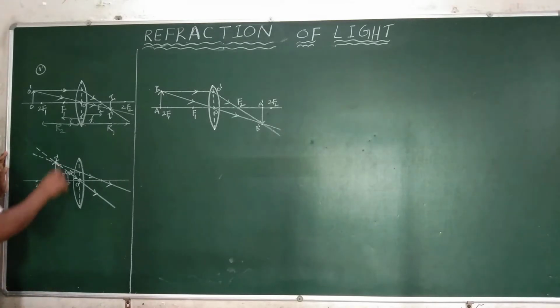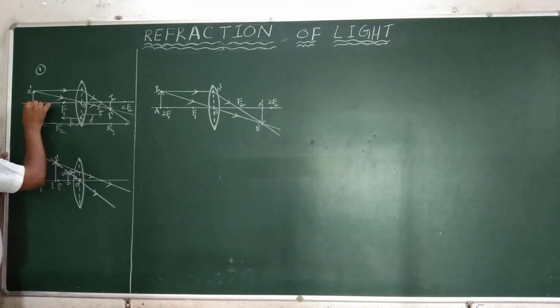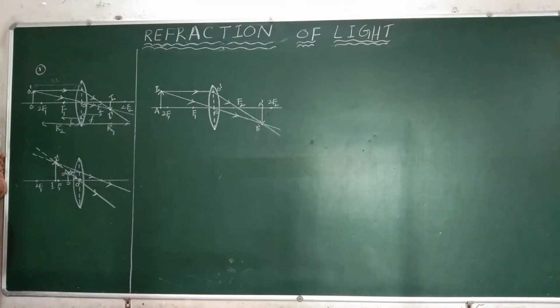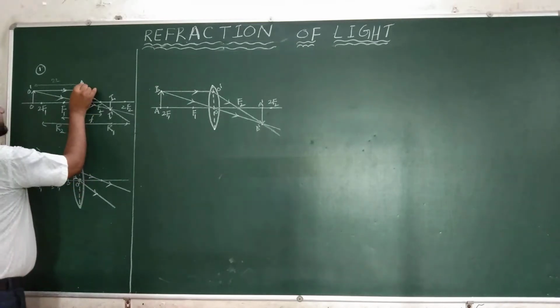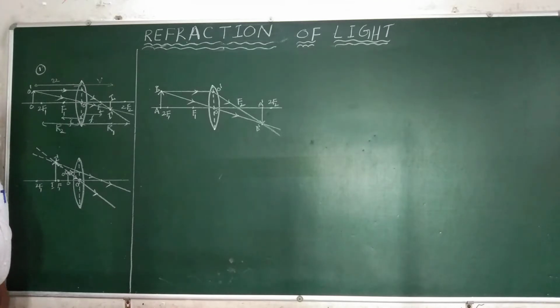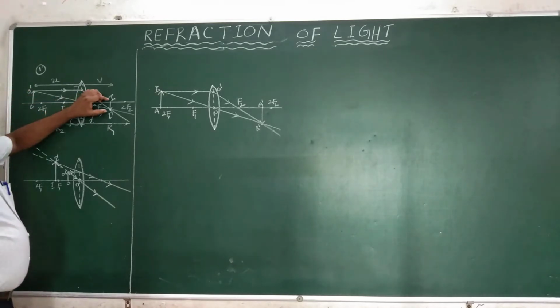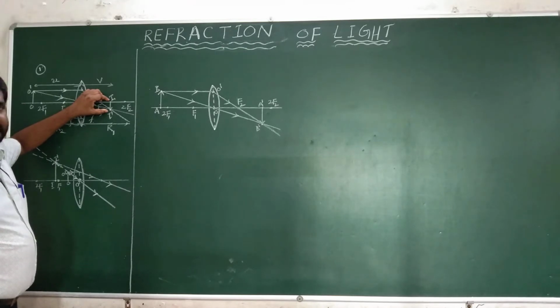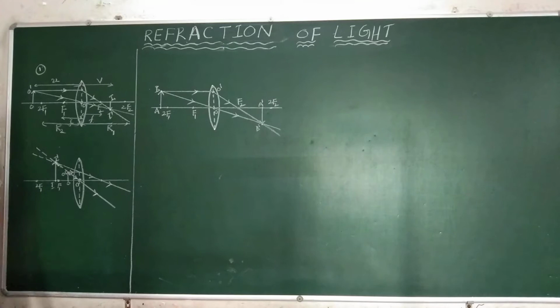The distance from optical center to object is the object distance. The distance from optic center to image is the image distance, represented by V. O dash represents the height or size of the object. I dash represents the height or size of the image. Now we have to apply the sign convention.